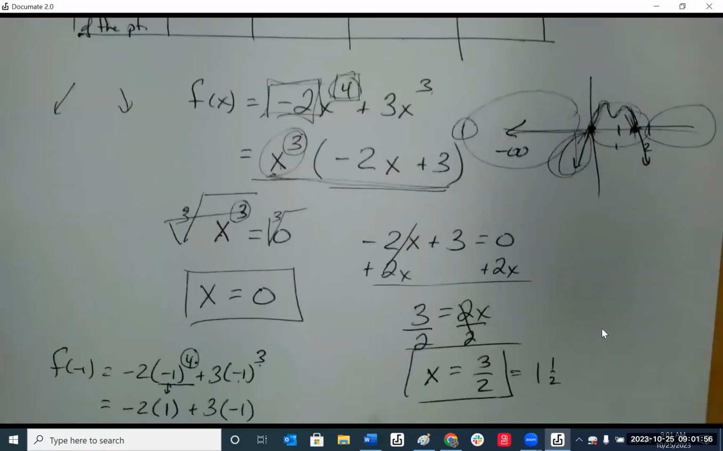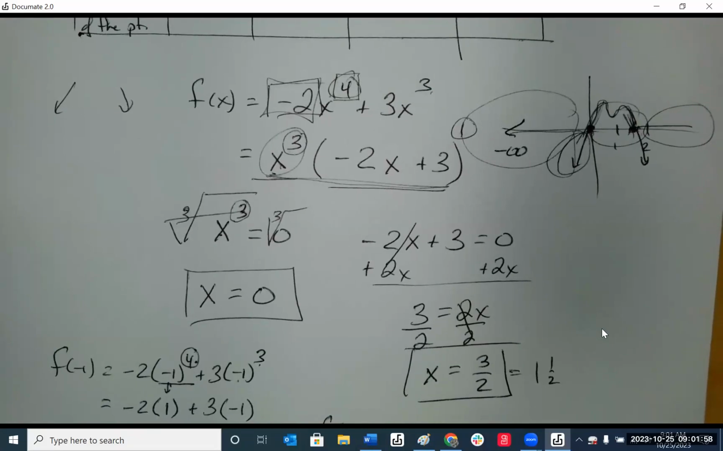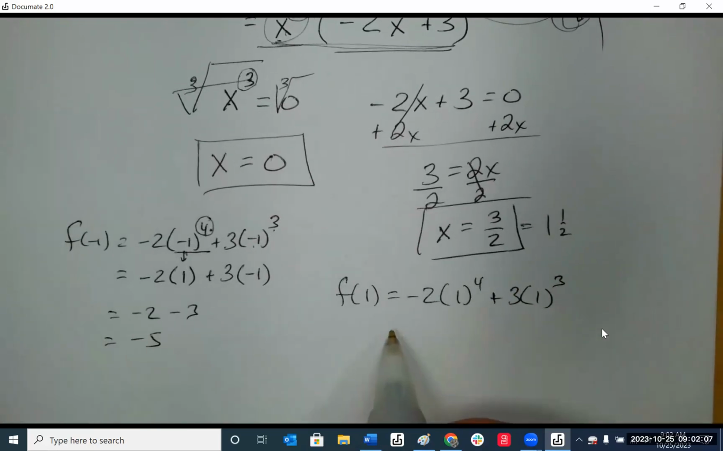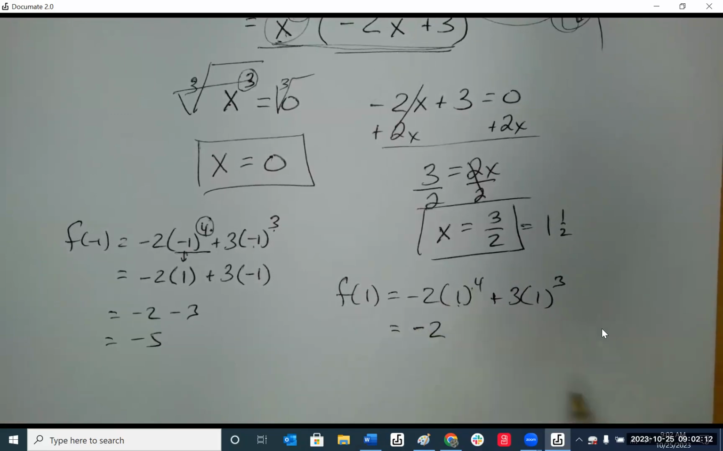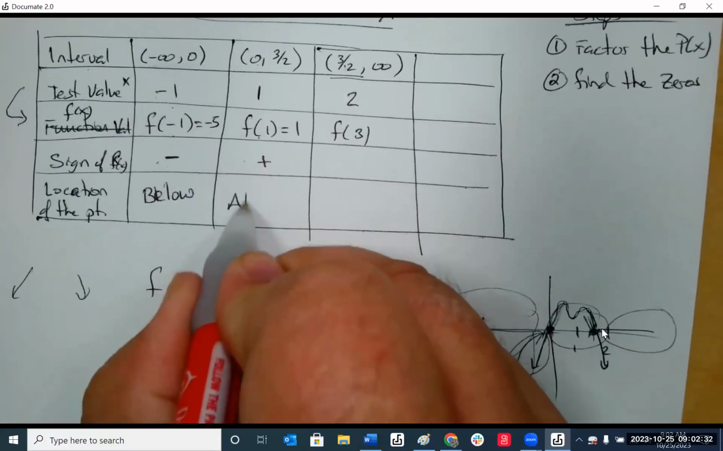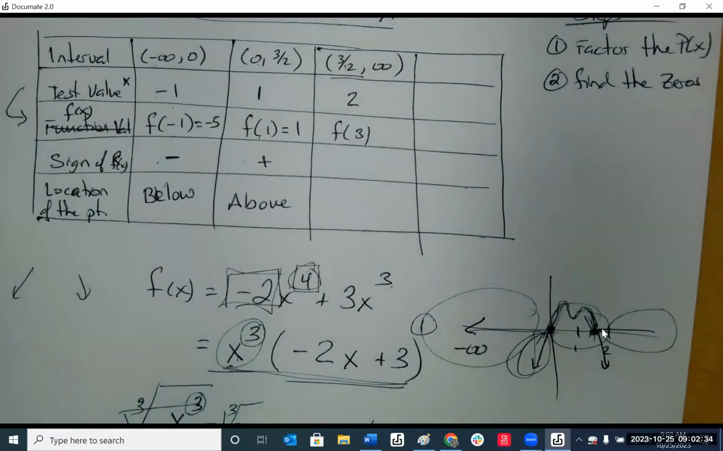Then we do the same thing here. F of 1. We have -2 times 1 to the 4th plus 3 times 1 to the cubed. 1 to the 4th is 1, so we have -2. 1 to the 3rd is 1, so we have 3. -2 plus 3 is +1. So this equals +1. It's positive. It's above the x-axis.